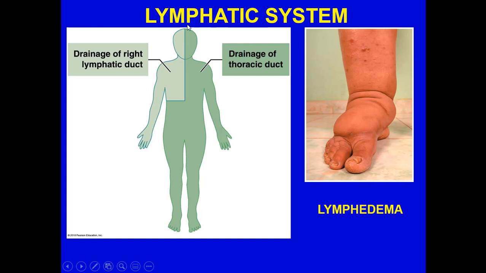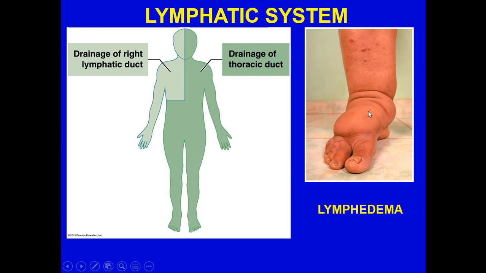So you can see where the drainage occurs. You've got the right side, which really is almost like saying it takes up only about 25%, just this part of the body, whereas the drainage from the thoracic duct, well, that's all here, both inferior to the diaphragm and then superior to the diaphragm on the left side.